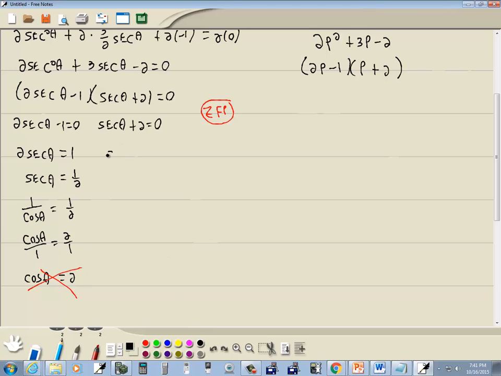Now over here I'll do the same thing. I'll take the 2 over, and it becomes a negative 2. I'll rewrite secant as 1 over cosine, and negative 2 I'll rewrite as negative 2 over 1. Now if you have a single fraction equal to a single fraction, again you can flip both of them. So this is cosine theta over 1 is equal to 1 over negative 2, or cosine theta is equal to negative 1/2.